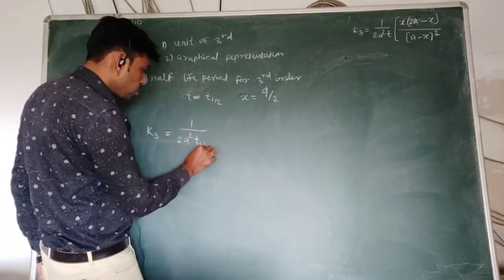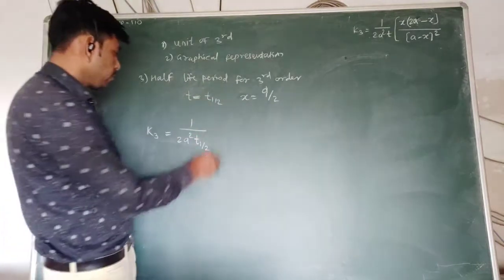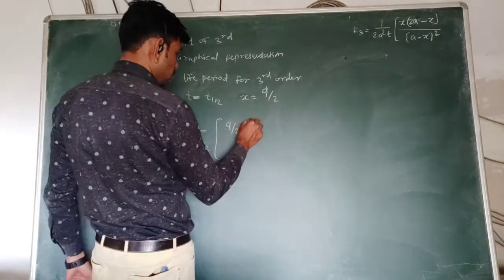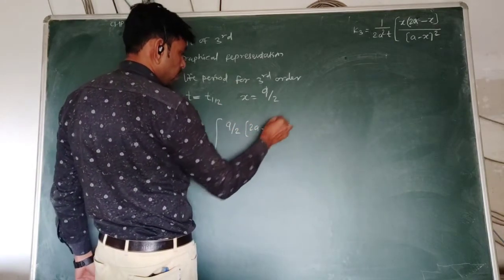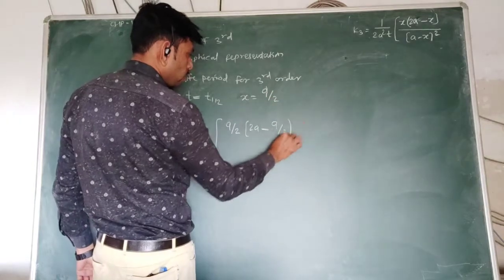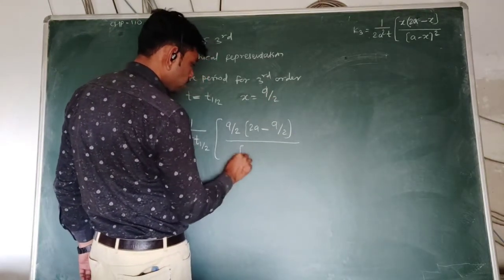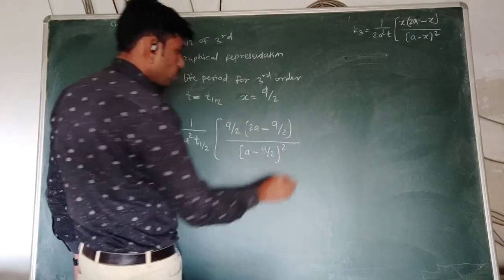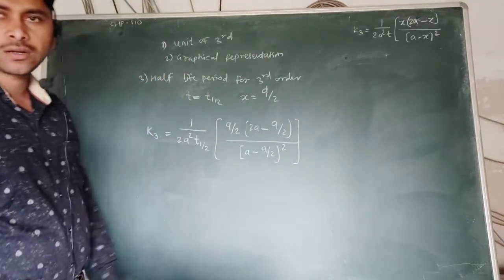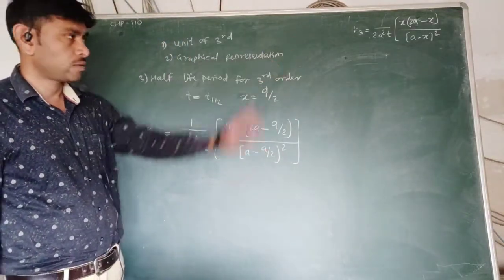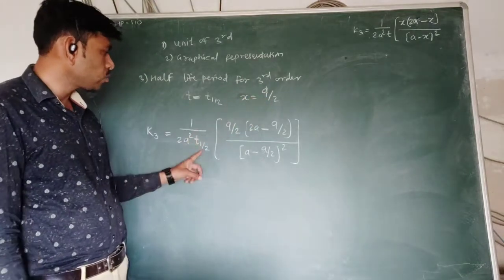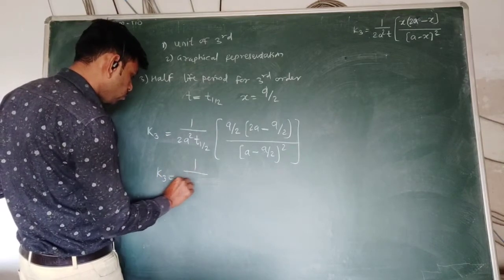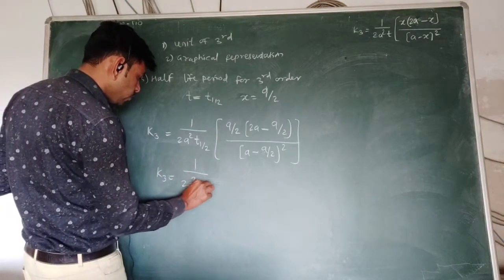So K3 equal to 1 upon 2 a square t. So t is equal to t 1 by 2 here in that equation, into x, value of x is a by 2, into bracket 2a minus again value of x is a by 2 because it is half of the initial concentration. So a minus a by 2, bracket square. So we have substituted here the value of x a by 2 and t is equal to t 1 by 2.